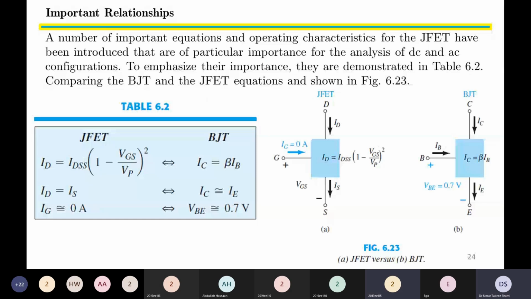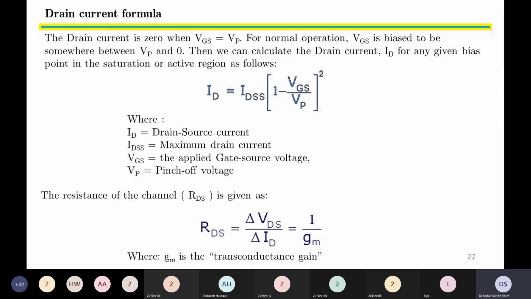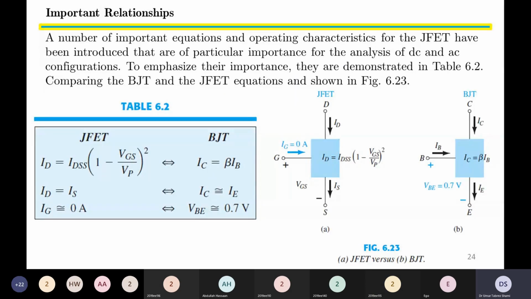Sir, is it transconductance or transconductance gain? Transconductance gain.